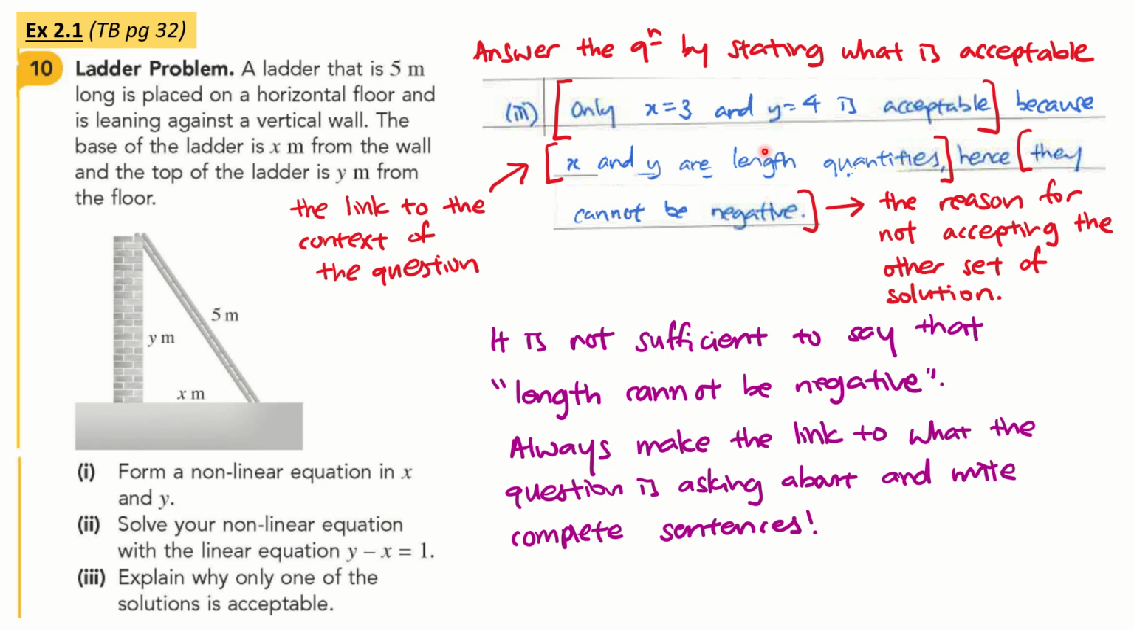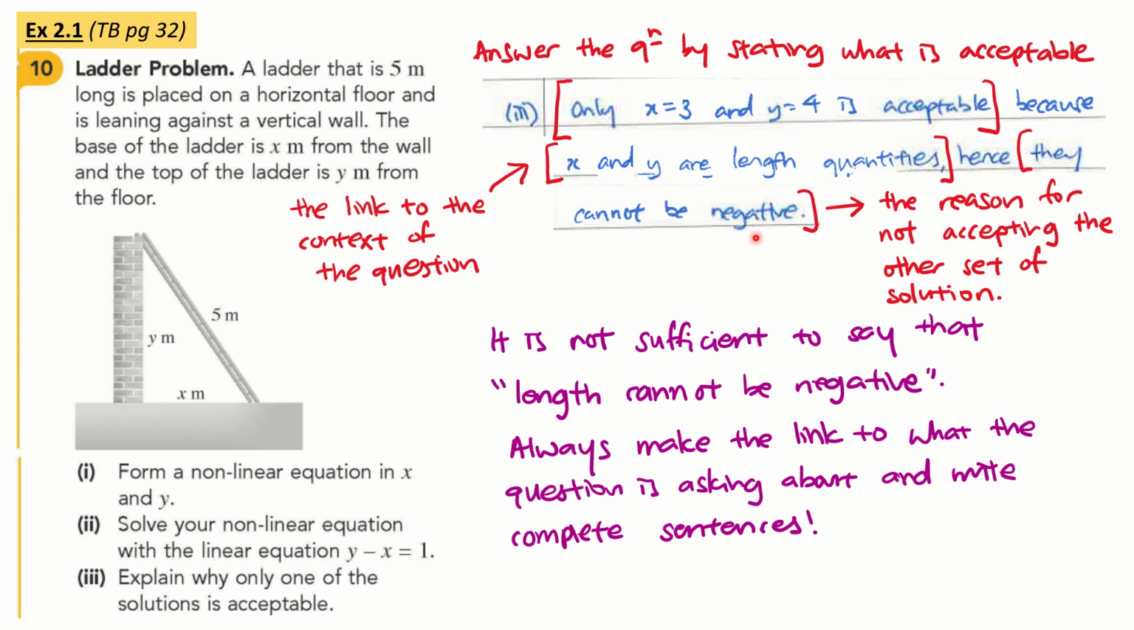Okay, so my answer comes in 3 parts. There is a complete whole in answering and explaining why only one of the solutions is accepted. Which one is it that's accepted? What is it about these quantities? That is drawing reference to the context itself. And then, why is it that only one of them is acceptable? And that is because of the fact that for length quantities, they cannot be negative.